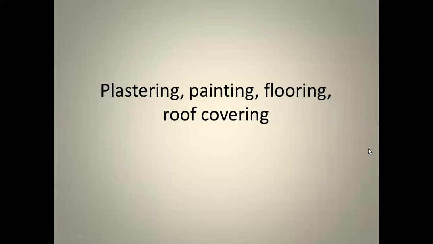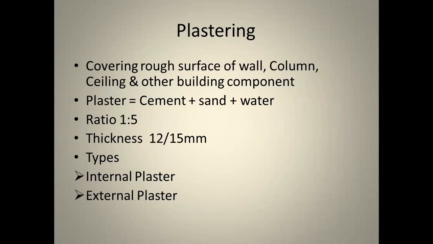Hi everyone. Today we are going to learn some of the finishing items in our home, that is plastering, painting, flooring and roof covering. So let's start with plastering. Plastering is a process of covering the rough surface of wall, column, ceiling and other building components with the help of cement, sand and water.